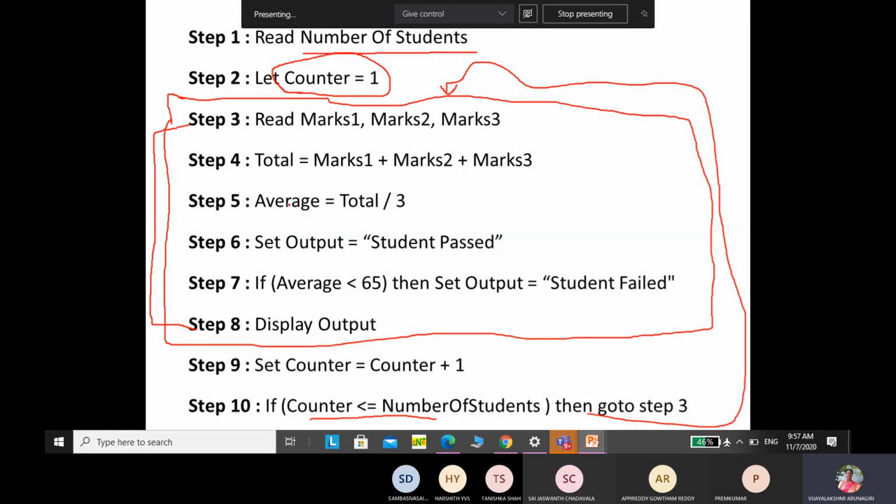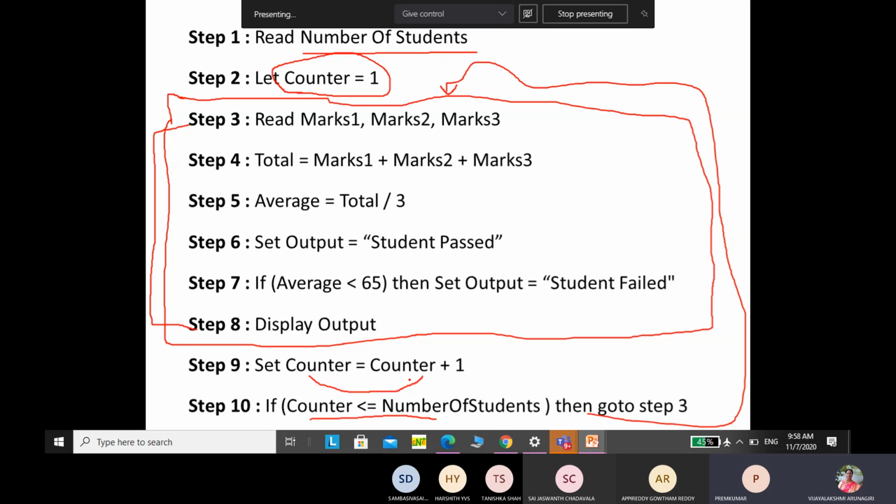Once the first student's result is calculated, I have to go for the second student. For that I have to increment my counter value: counter equals counter plus 1. And every time after incrementing, I have to check whether my counter reaches the n value. If it has not, then I will repeat for the second student. After completing the second student's result, my counter is incremented to 3. Again I check whether 3 has reached the number of students. If no, I go to step 3 and execute everything. Again I will increment the counter. Can you understand now?